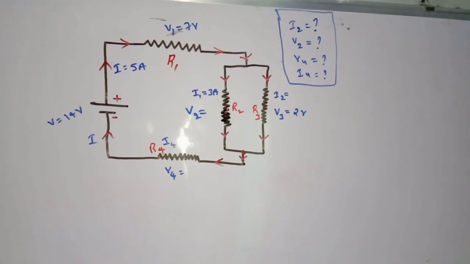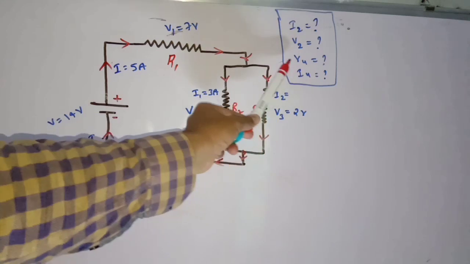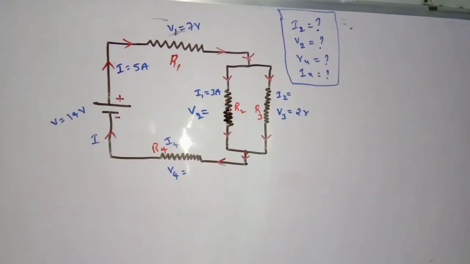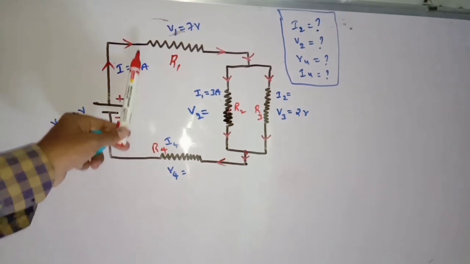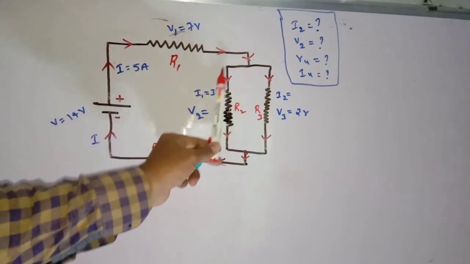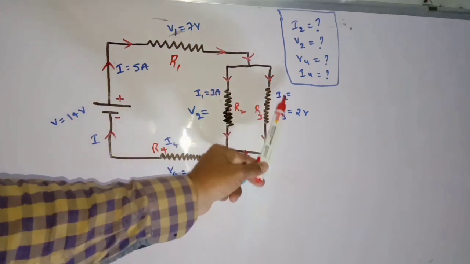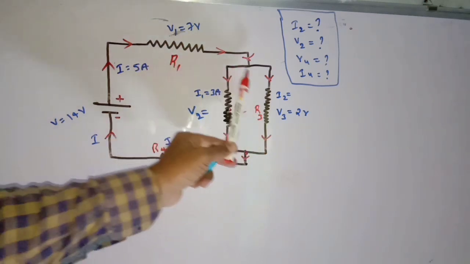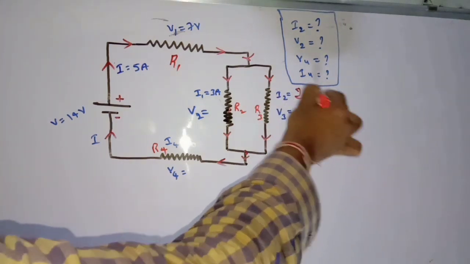Here is an electrical circuit and we should find out the current I2, V2, V4 and I4 also. To find all these, you can analyze the electrical circuit properly here. The current I, which is 5 amperes, is passing through the resistor R1, and that current is splitting into two groups. I1 is passing through the resistor R2, and I2 is passing through the resistor R3. That 5 amperes is splitting into two groups, so I2 must be equal to 2 amperes.